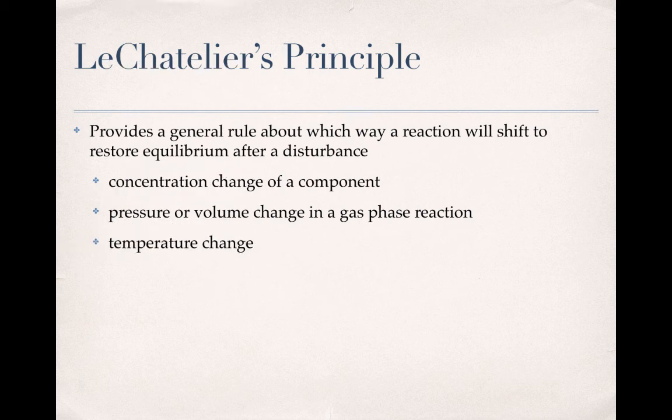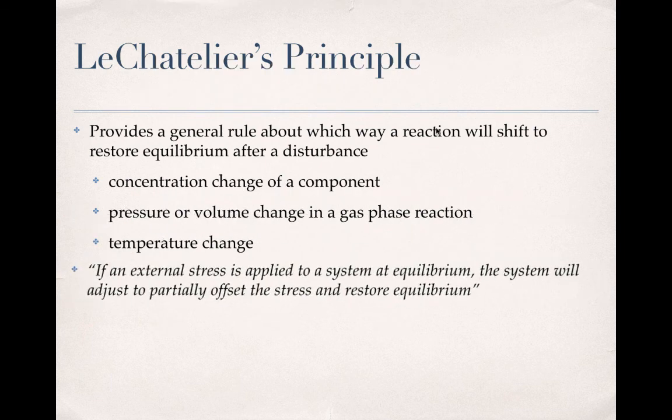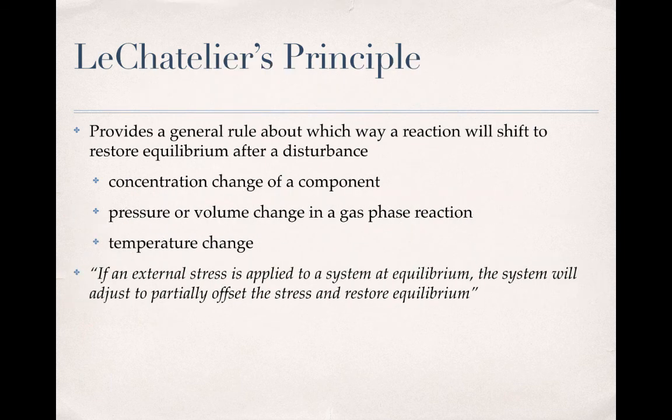Or we can certainly change the temperature of a reaction, and when we change the temperature, it affects a lot of different things, and one of the things it might affect is the position of equilibrium for a reaction as well. So if we state Le Chatelier's principle in a very simple manner, we just say that if an external stress is applied to a system that's at equilibrium, the system will adjust or shift to partially offset that stress and restore equilibrium.